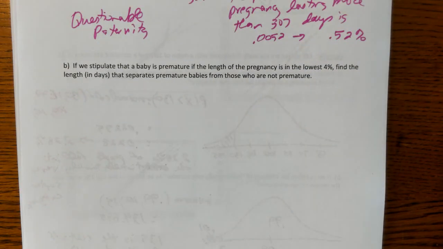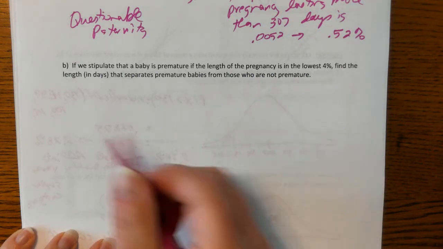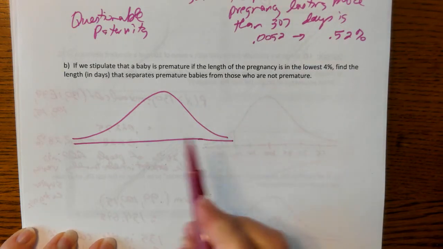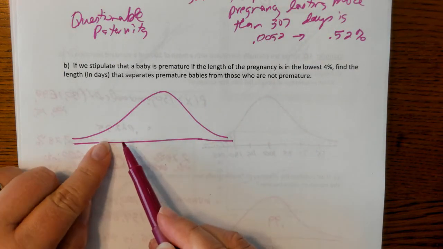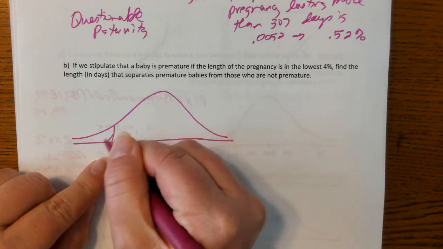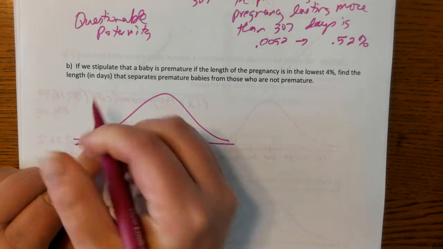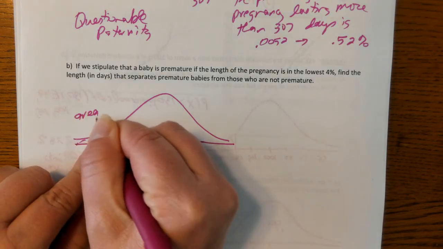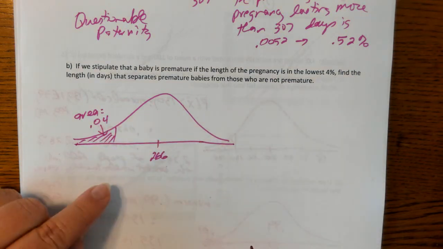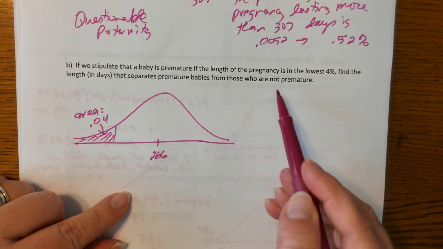All right, another example here. If we stipulate that a baby is premature if the length of the pregnancy is in the lowest 4%. So premature babies are down on the left end. And we say they're premature if they're the lowest 4%. So they are giving us an area. They're telling us that this area is 0.04 for 4%. Find the length in days that separates premature babies from those who are not premature.